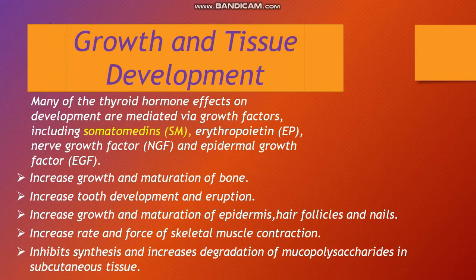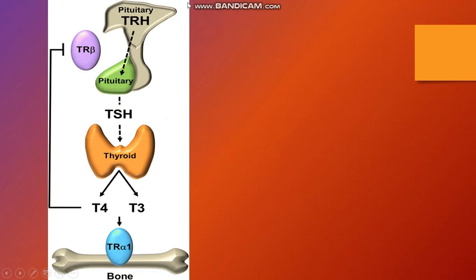This is the pituitary gland, pituitary. You're looking here at how the pituitary, hypothalamus and the thyroid gland axis affect the bone. This is the axis. You're looking here at the effect of the thyroid hormones on the bone. TRA1, thyroid hormone receptor alpha.